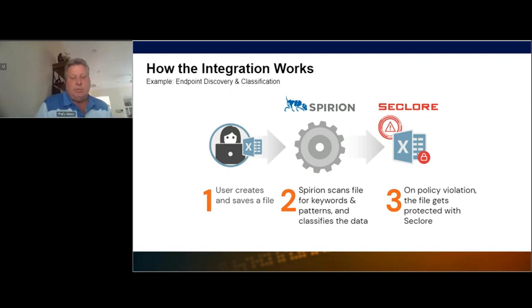And when we look at the integration with Spirion, this one simple use case at the endpoint, very, very simply, a user creates information on the desktop. Spirion performs its magic by scanning for keywords, patterns, classification tags, and so forth. And if there's a policy violation, the action becomes protection. We like to use seclure as a verb, seclure it. And now the information is protected anywhere it travels.